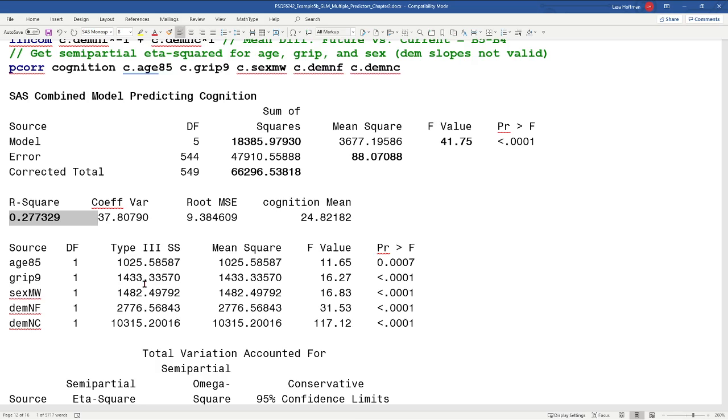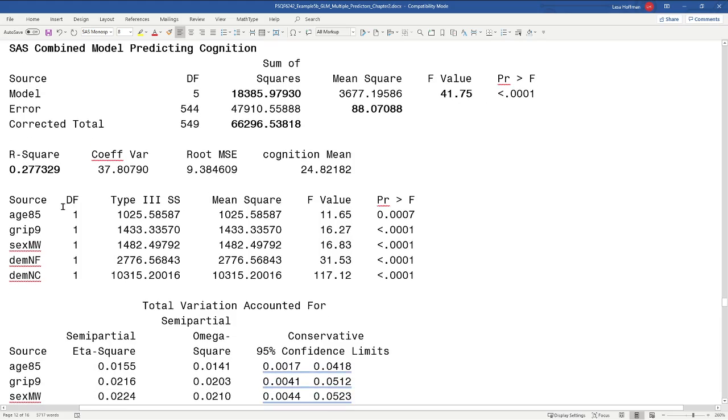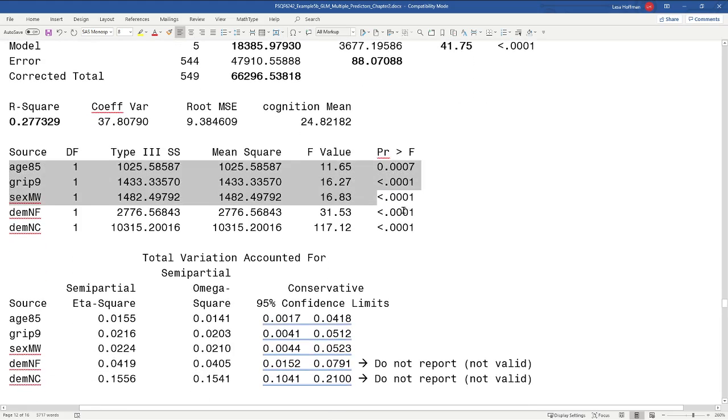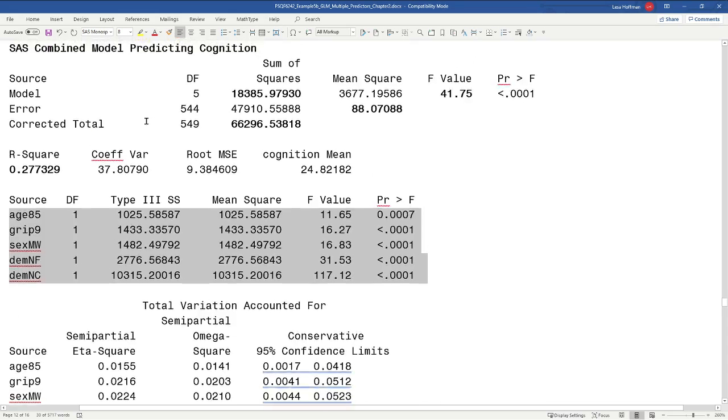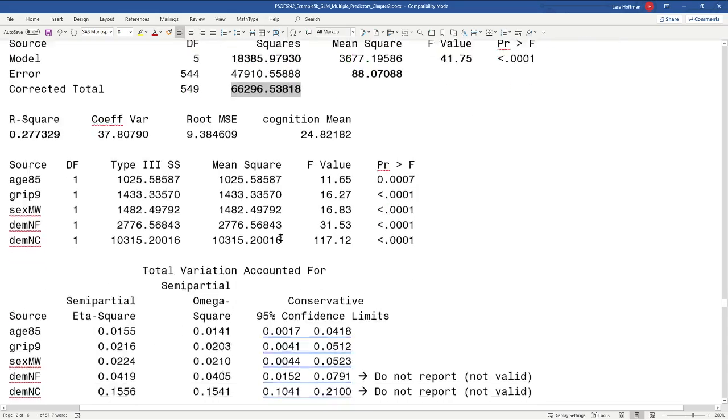And if I take the square root of that R-square, that gives me the correlation between the y that is predicted by this 5-slope model and the real one. And that prediction is significant as indicated by my F-test right here. The SAS output also generates the sums of squares that are attributable to each source and then computes semi-partial eta square as the sums of squares for each divided by the sums of squares total.